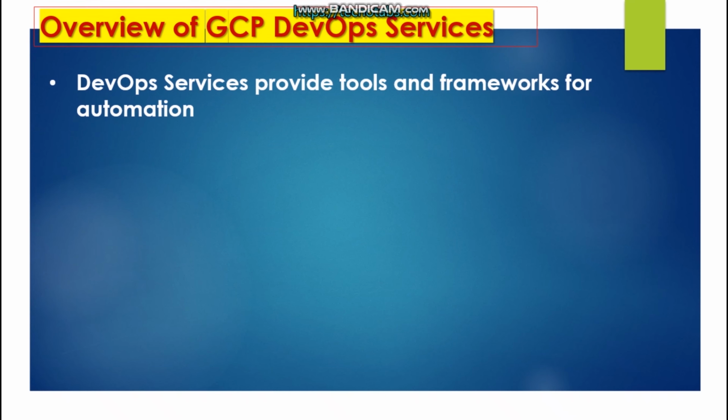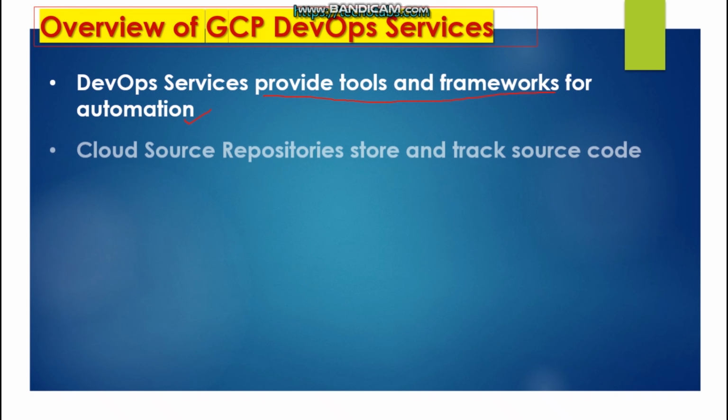So the overview of GCP DevOps services. DevOps services provide tools and frameworks for automation. So if you are a developer or a DevOps engineer and you are looking for automation and getting things quickly done, then you should go for GCP DevOps services. All right. So what all things it has to offer to the developers and the DevOps engineers, we'll see in this section.